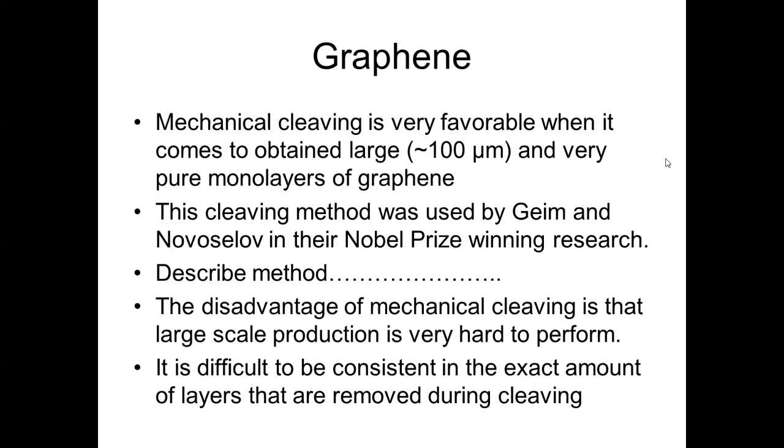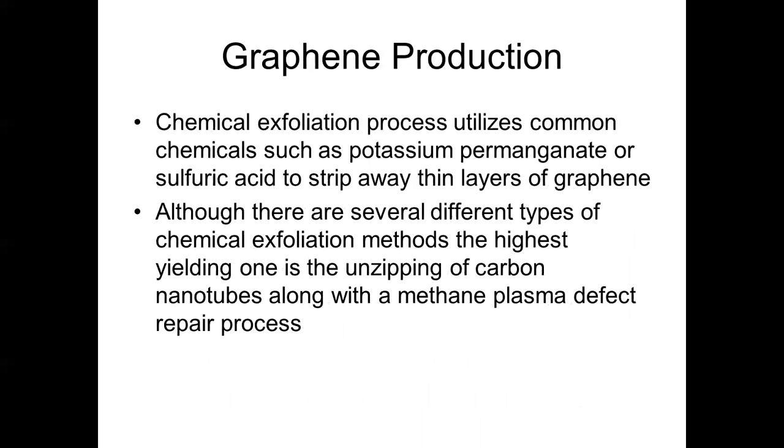So mechanical cleaving is very favorable when it comes to obtaining large 100-micron or so size, very pure monolayers of graphene. Note that this cleaving method is used by Geim and Novoselov in their Nobel Prize-winning research. And the disadvantage of this mechanical cleaving is large-scale production is very difficult to perform. It's difficult to be consistent in the exact amount of layers that are removed during this mechanical cleaving process.